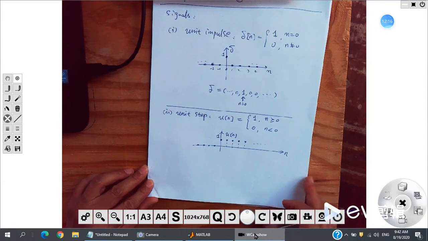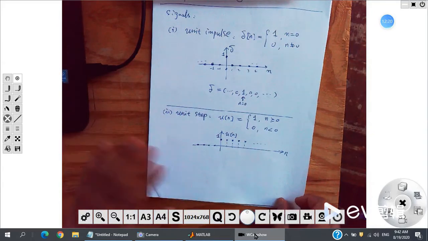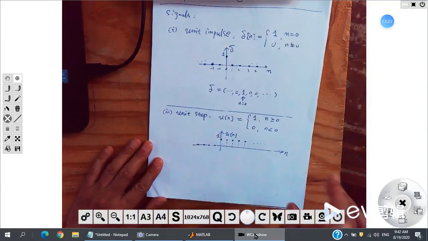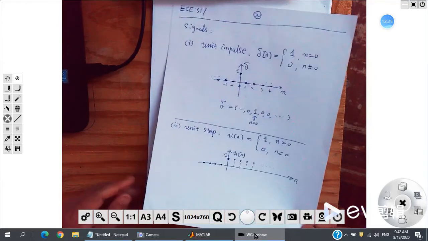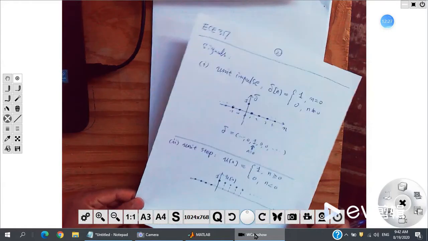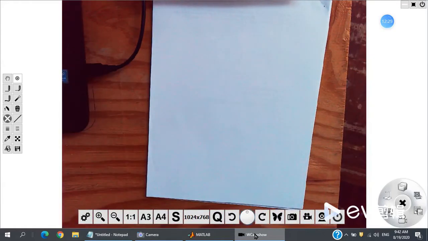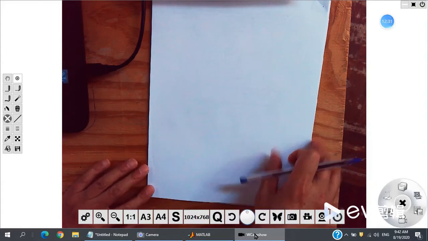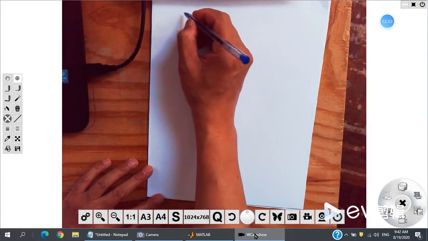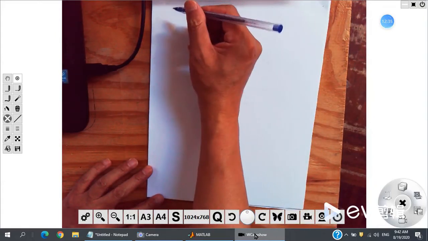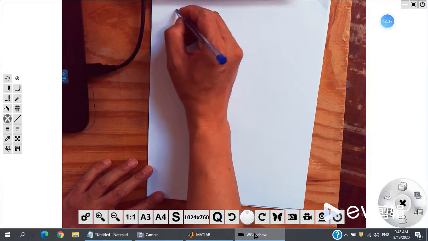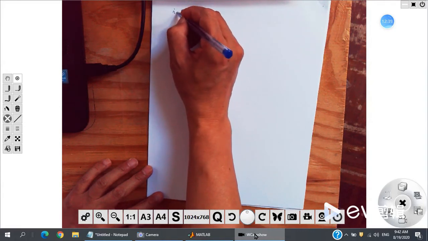I need some operations on signals, so that will be next time. So today, this is delta, this is U, that will be fine. And other than these two, we also have more signals. We have the power signals, not exponential, just power. So this is the third one.